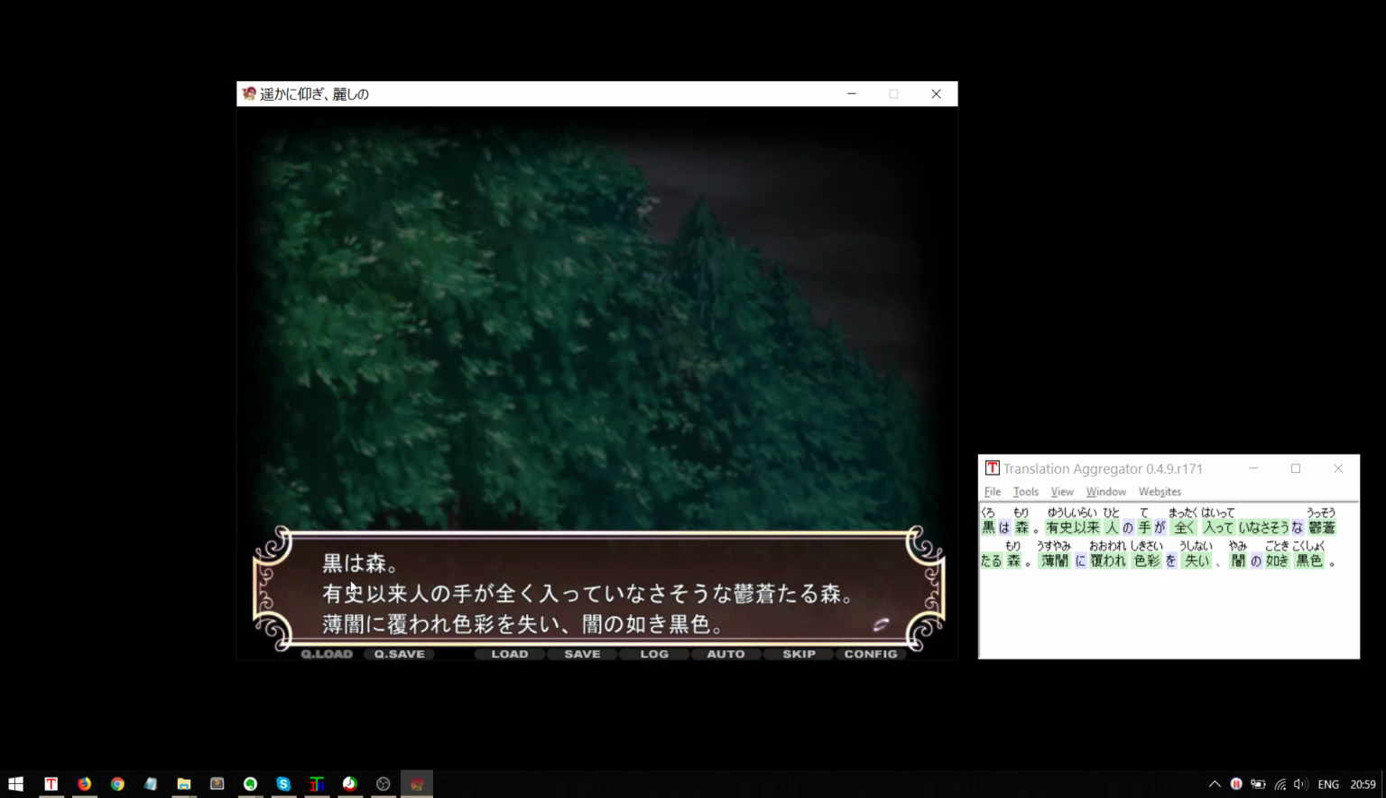But the first line is easy. Kuro wa mori. So the black. So between the light and darkness that I was talking about, the black was the forest. Yushi irai, according to a translation aggregator, means since the dawn of history. Hito no te means hito no te ga mattaku haitte inai. So first of all, this is talking about a forest. Start from the end of the sentence.